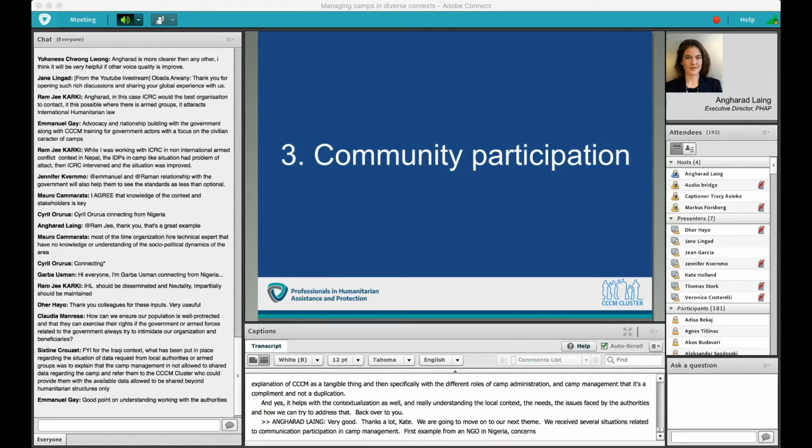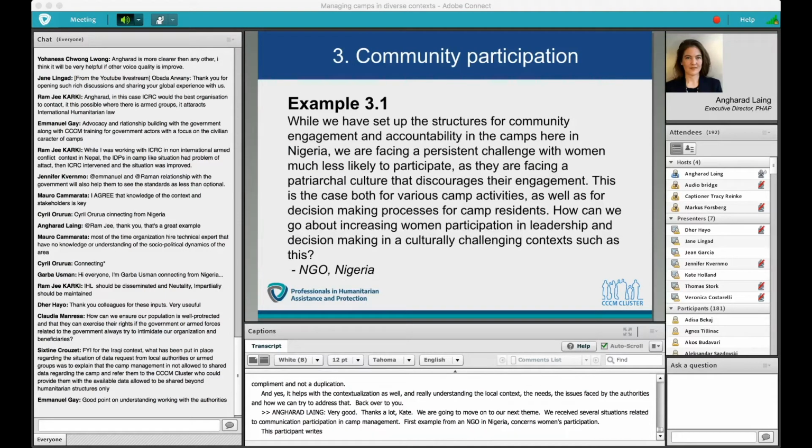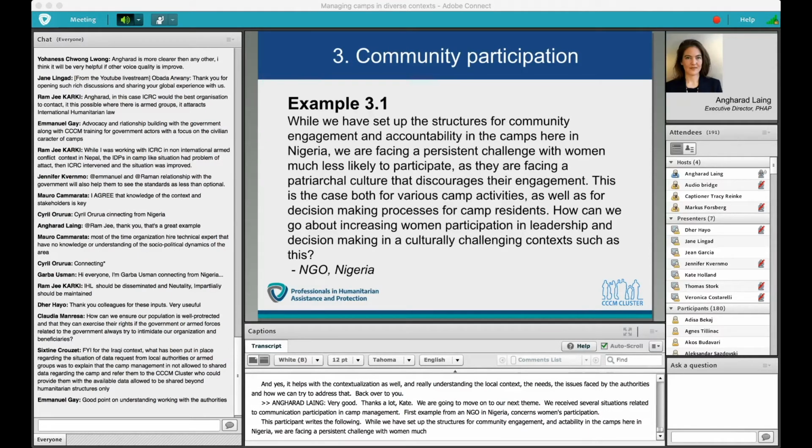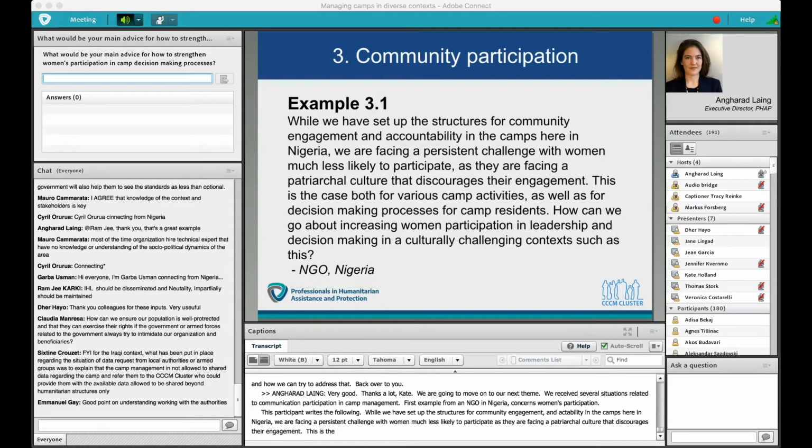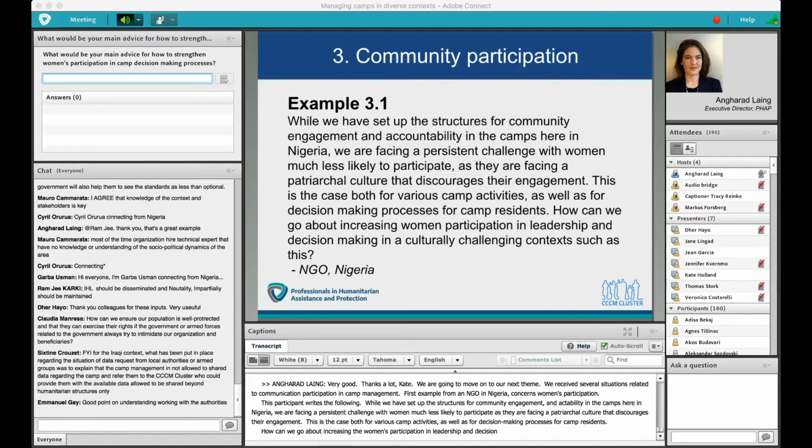This participant writes the following: while we have set up the structures for community engagement and accountability in the camps here in Nigeria, we are facing a persistent challenge with women much less likely to participate as they are facing a patriarchal culture that discourages their engagement. This is the case both for various camp activities as well as for decision-making processes for camp residents. How can we go about increasing women's participation in leadership and decision-making in a culturally challenging context such as this? Tom, if I could turn to you on this, what would be your advice for how to approach it? Over to you.